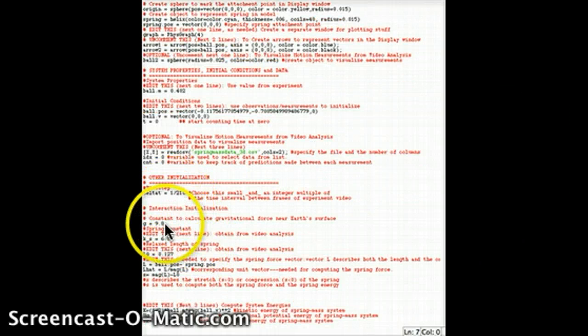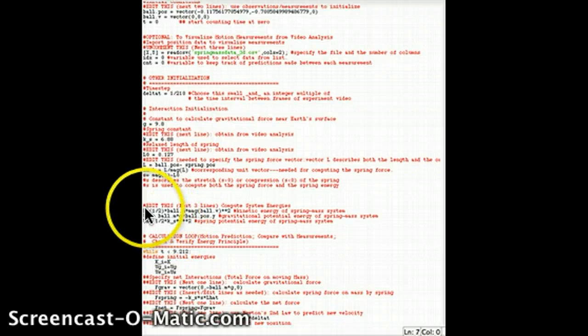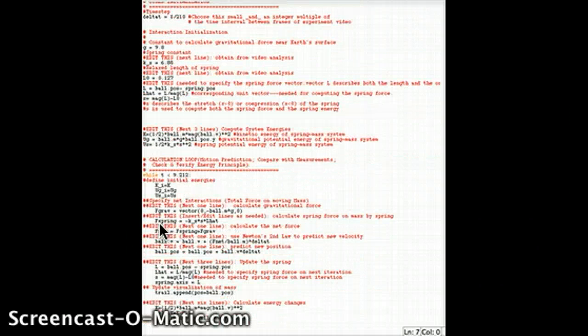Delta T stays the same, and then G is the gravitational constant. K sub S and L0 were both found by the formulas that we talked about earlier. L is the ball's position minus the spring's position, L hat, which is the direction, and S, which is the stretching or compression of the spring. Now, these 3 formulas here match the formulas we just discussed that apply to the energies in our system.